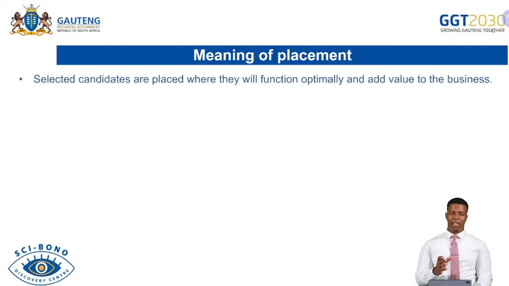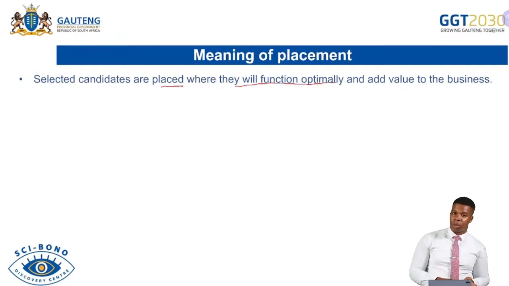I will give you the examples again. Induction, you were introduced, you were not working. You are being told where to get what, and you are being introduced to your colleagues. But during the placement now, the candidate, as it says, is placed where they will function optimally. So if you are a teacher, for instance, your induction can be being introduced to the classes you will be teaching, being told how many classes you'll be teaching, being given your timetable, being told what is the code of conduct of the school. However, when you are now being placed, we are saying you're going to be taken to your classroom and be given classes to say now is time to teach.